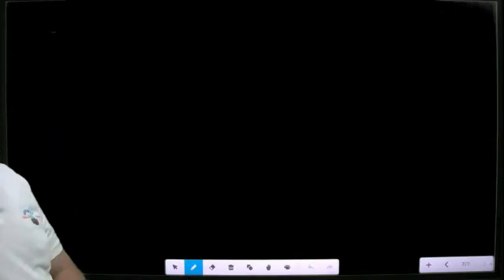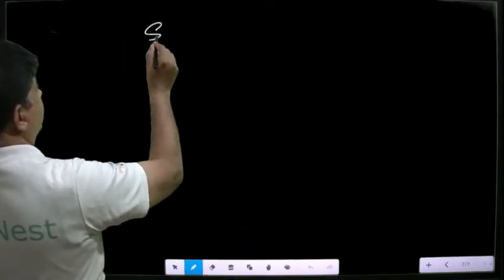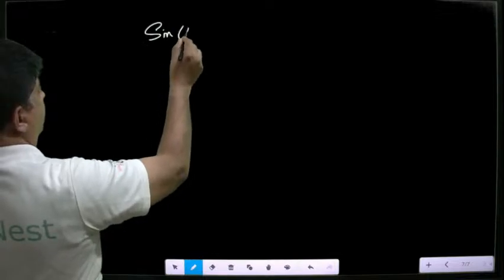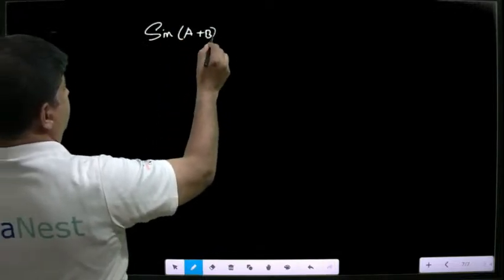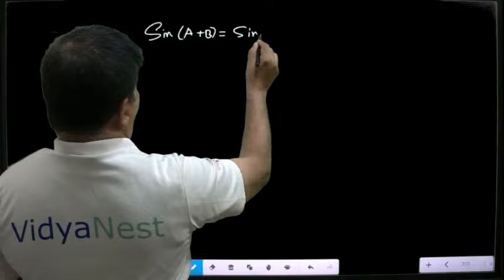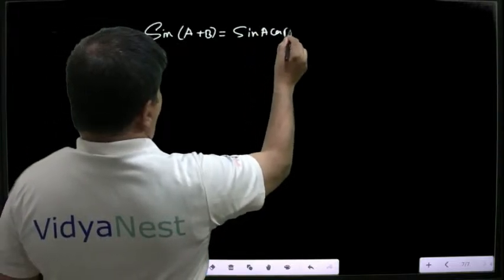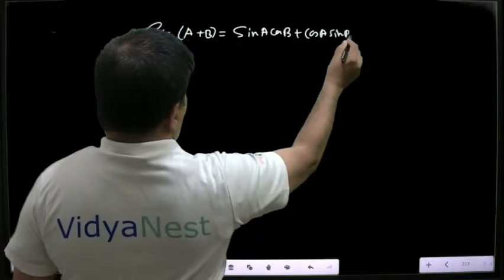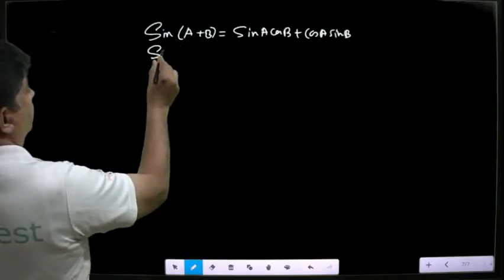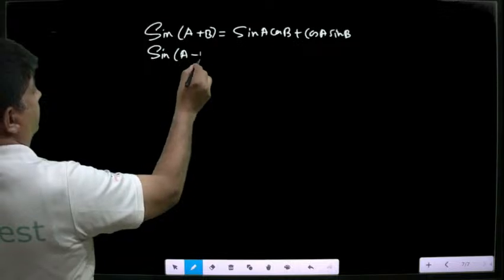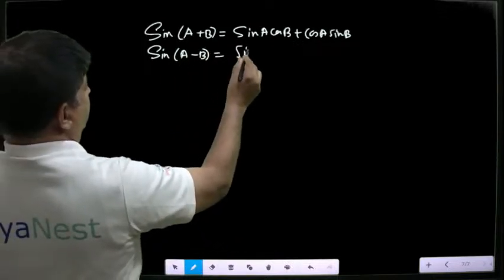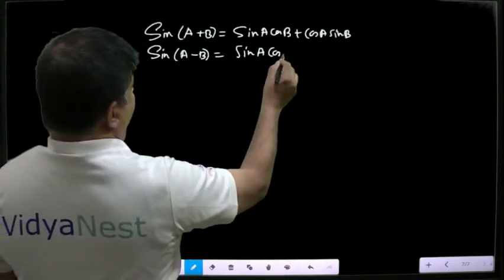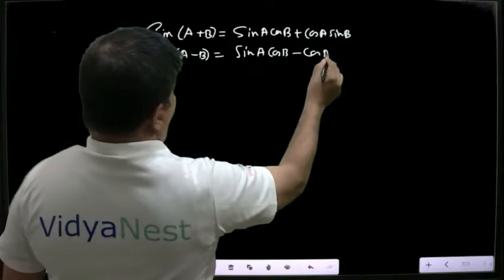Now, sin (A plus B) is sin A cos B plus cos A sin B. Sin (A minus B) is sin A cos B minus cos A sin B.